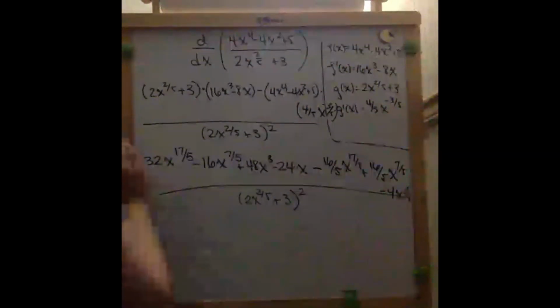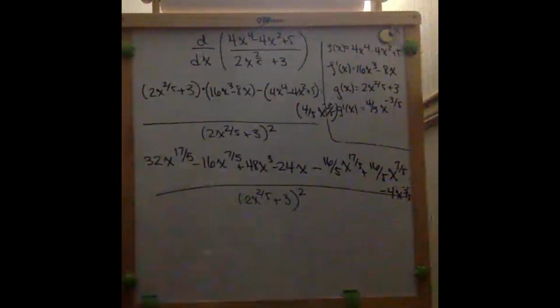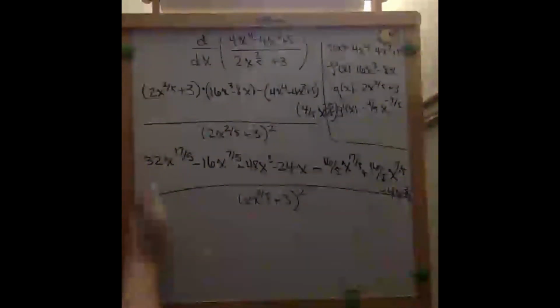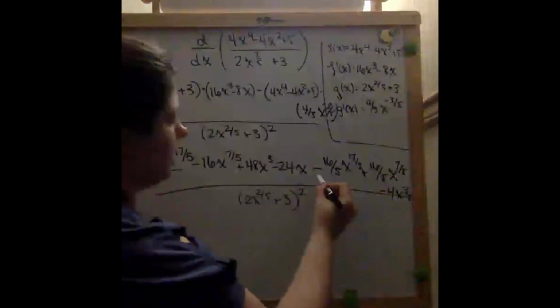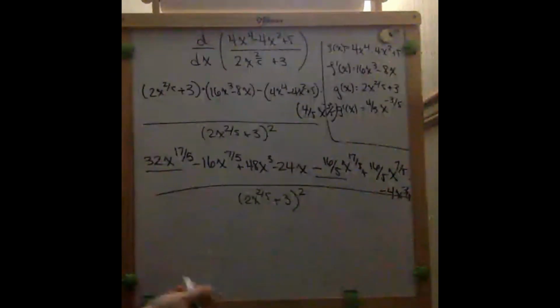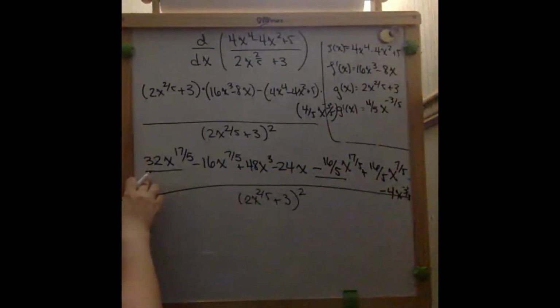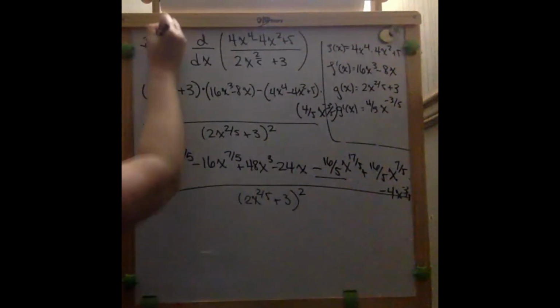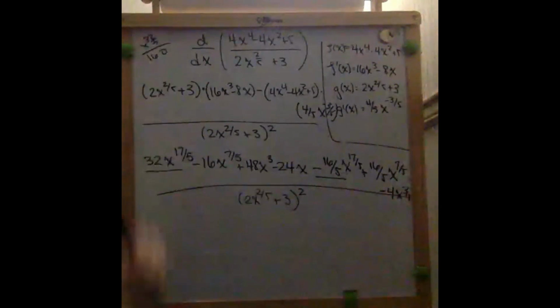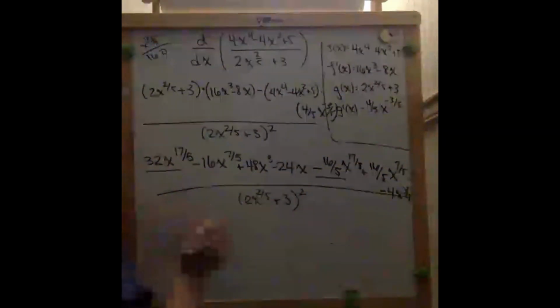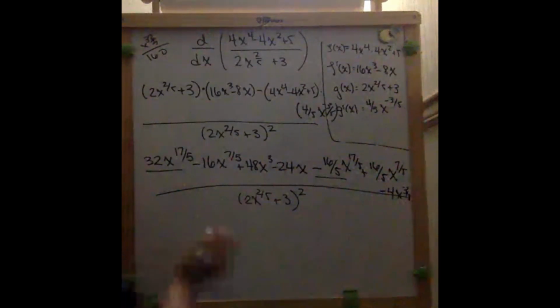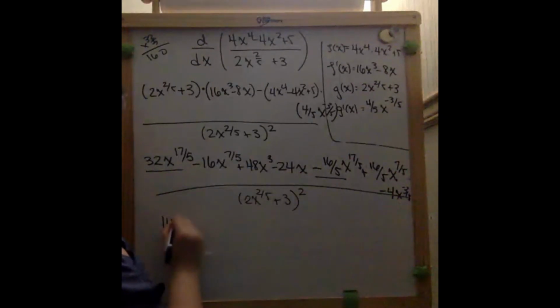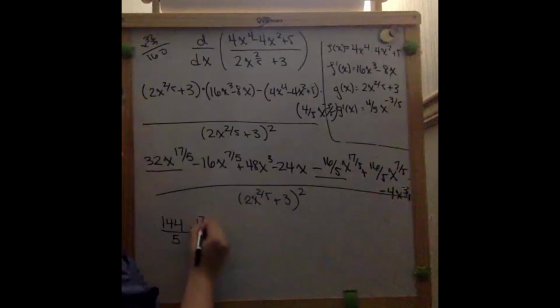Last step is cleaning this thing up. So I'm going to start with my 17/5 since that's my higher power. 32 minus 16/5. 32/5 is going to be 160. 160 minus 16 is 144/5 x to the 17/5.